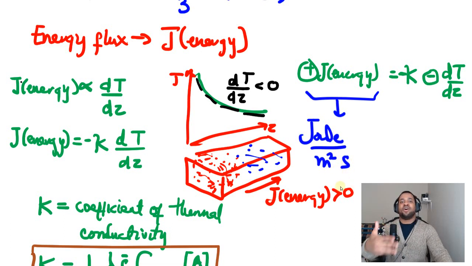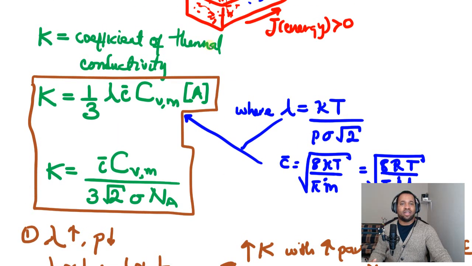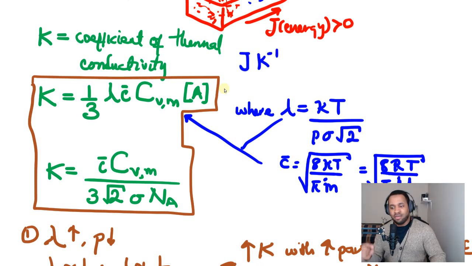Next video, we're going to talk about interesting things involving examples and how to derive not only this unit, but also the K value, or the coefficient of thermal conductivity unit, which is represented in this case as joules per kelvin to the power of -1 per meter per second.